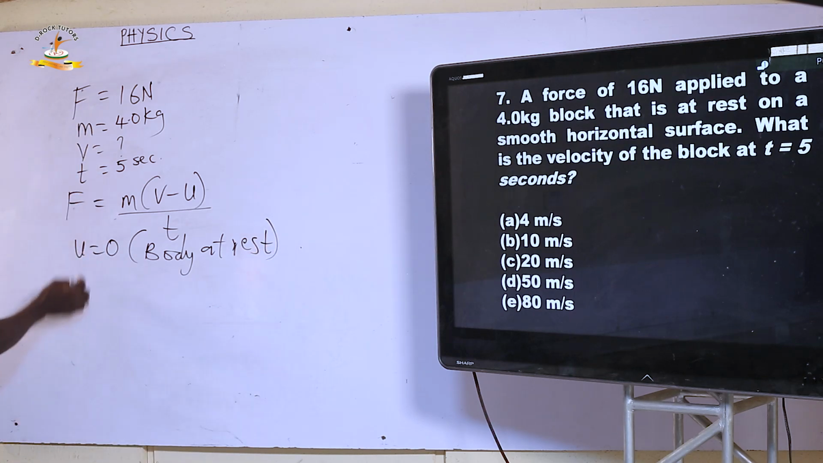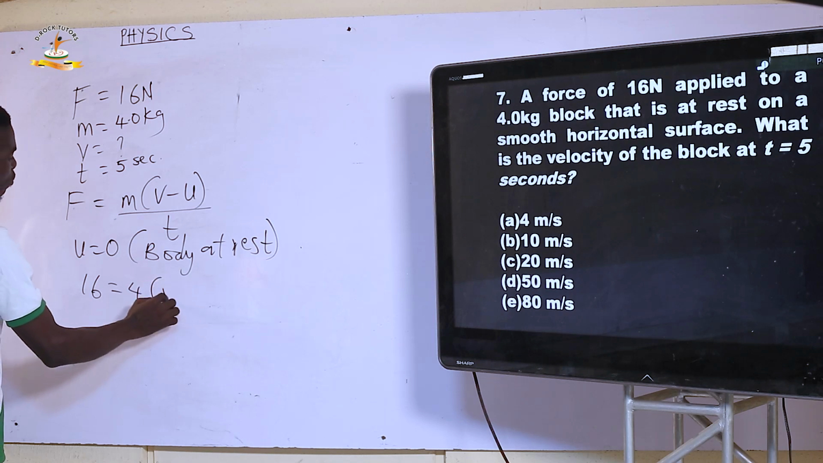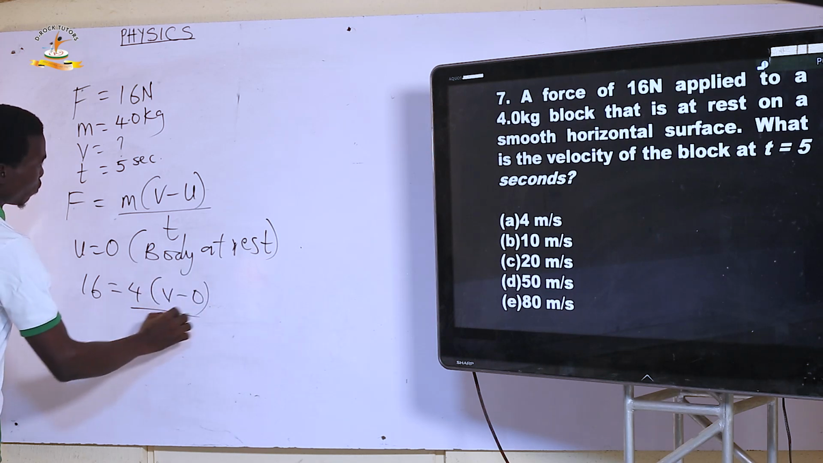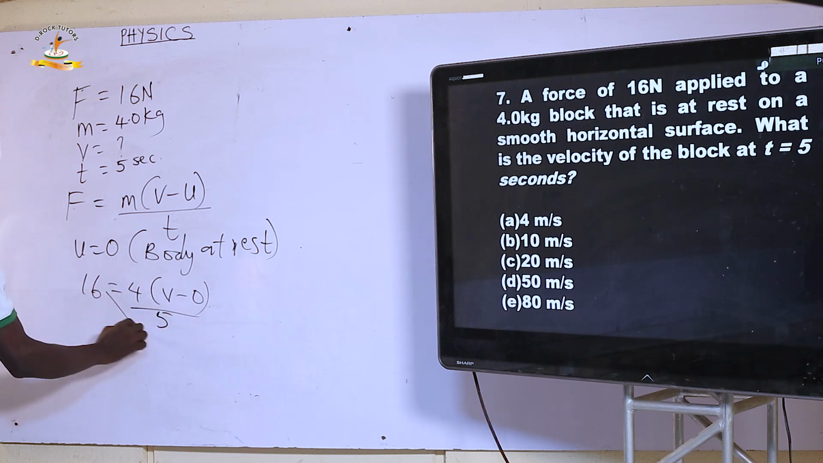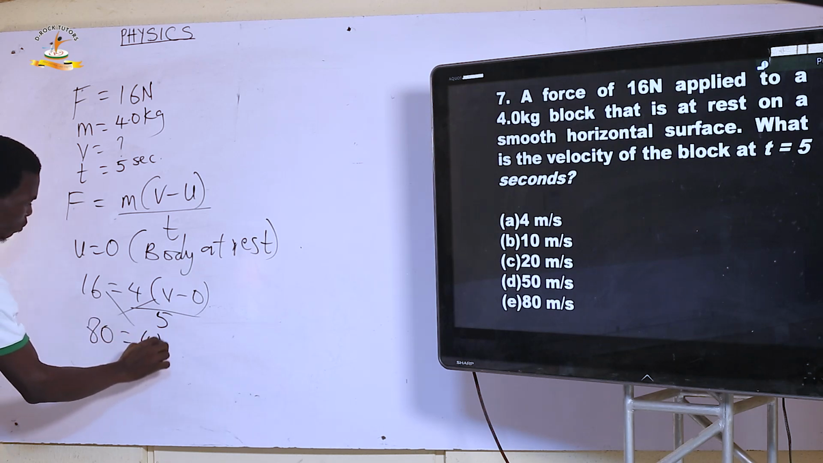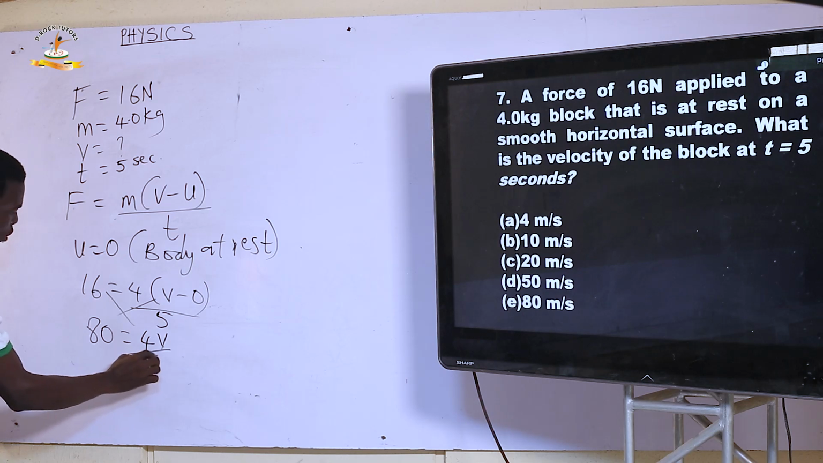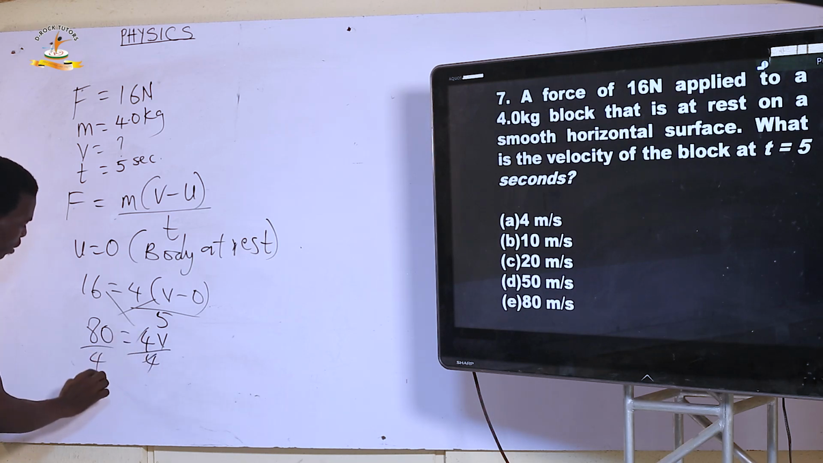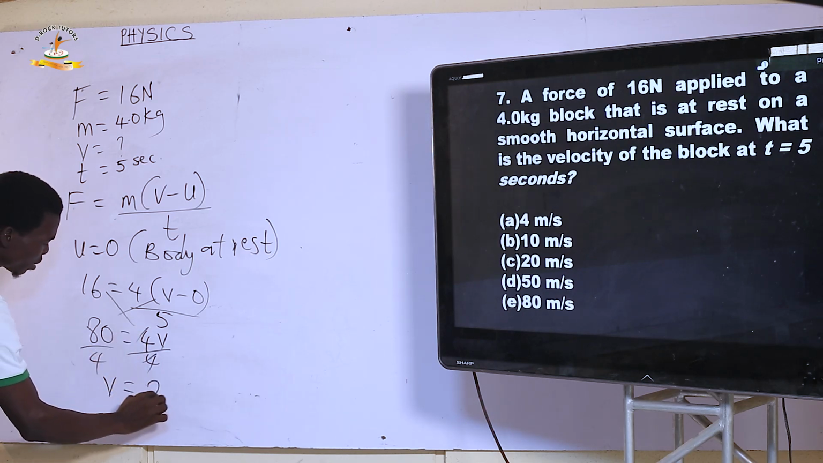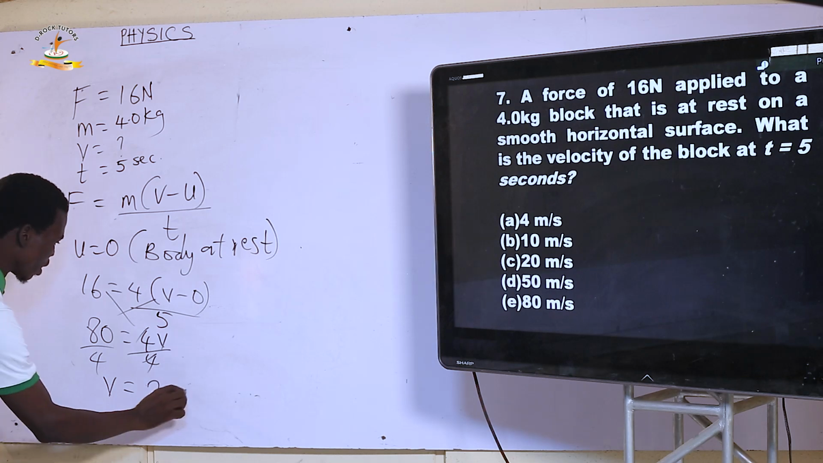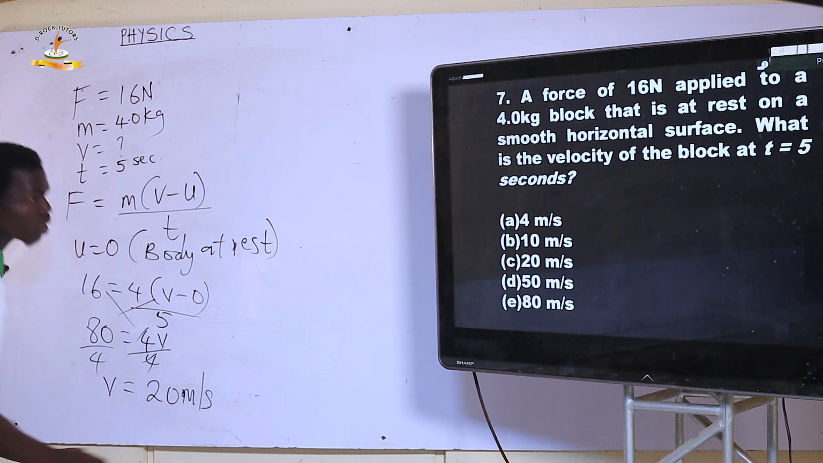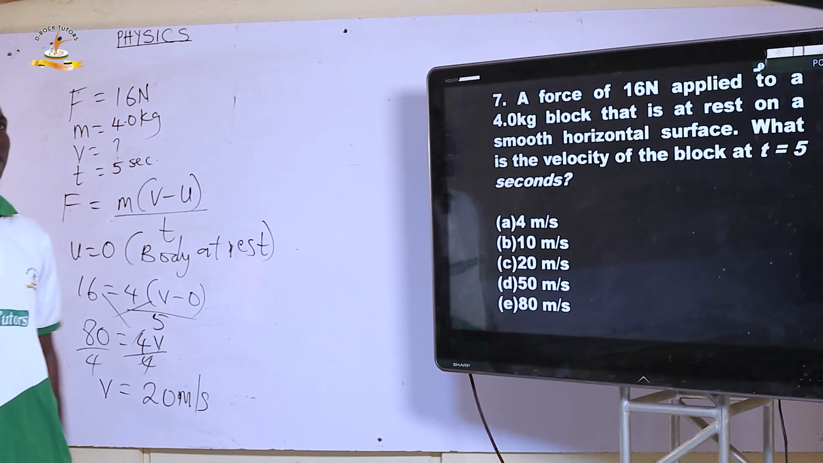So here we can use the formula: 16 equals mass 4 into v minus 0 all over 5. We can cross multiply. We have 16 times 5, that is 80, equals 4v. Divide both sides by 4, and v here is going to be 20 meter per second. And that should be option C. Next.